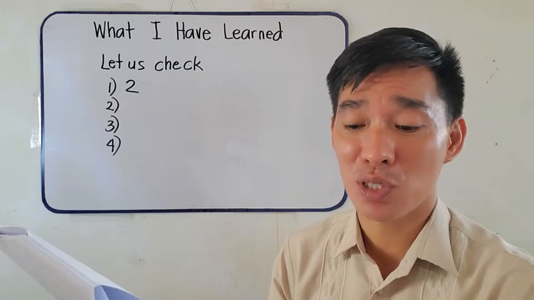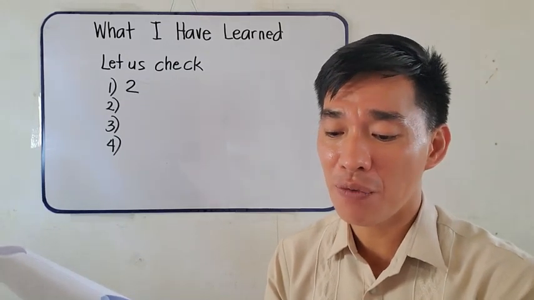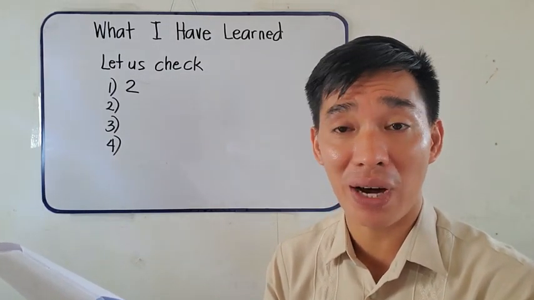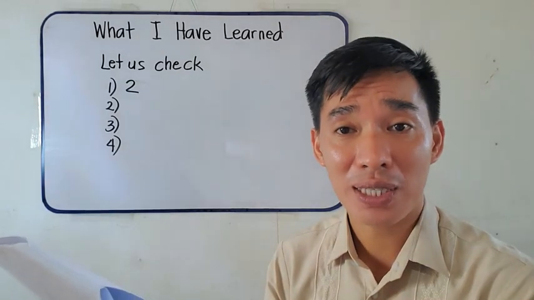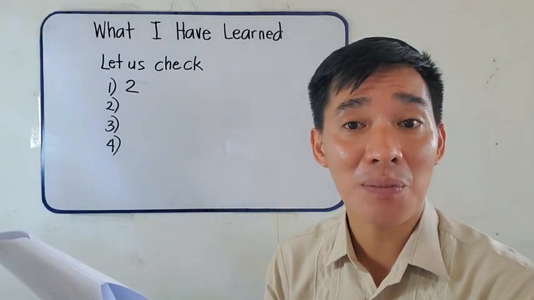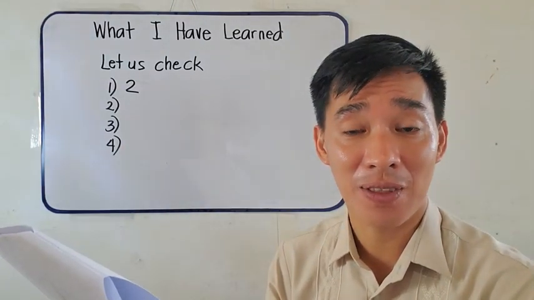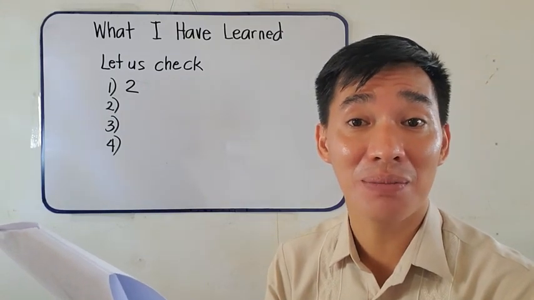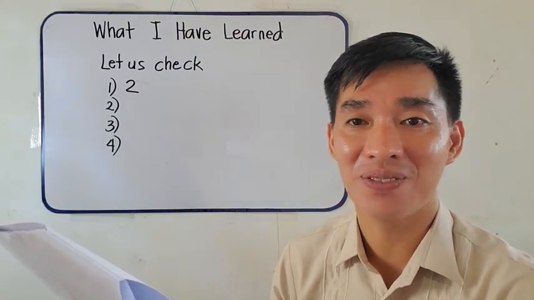For item number 2, it says here, number 55 is divisible by what number? Obviously, 55 is a number that ends with 5. Therefore, that is divisible by 5.